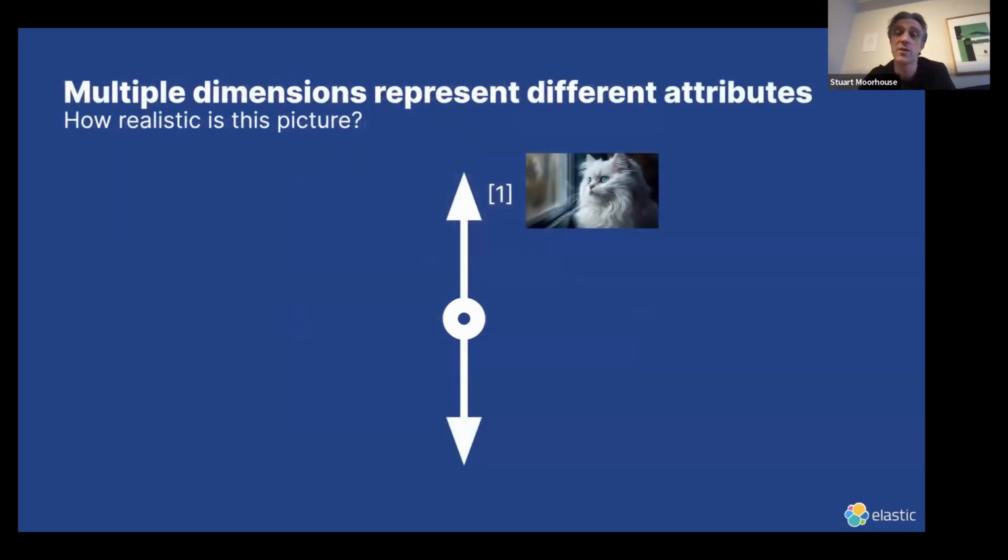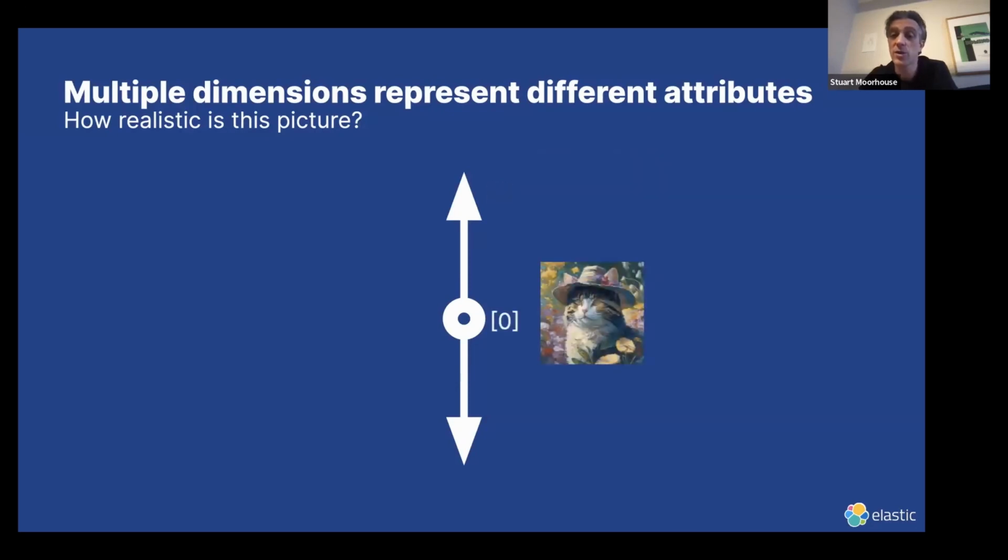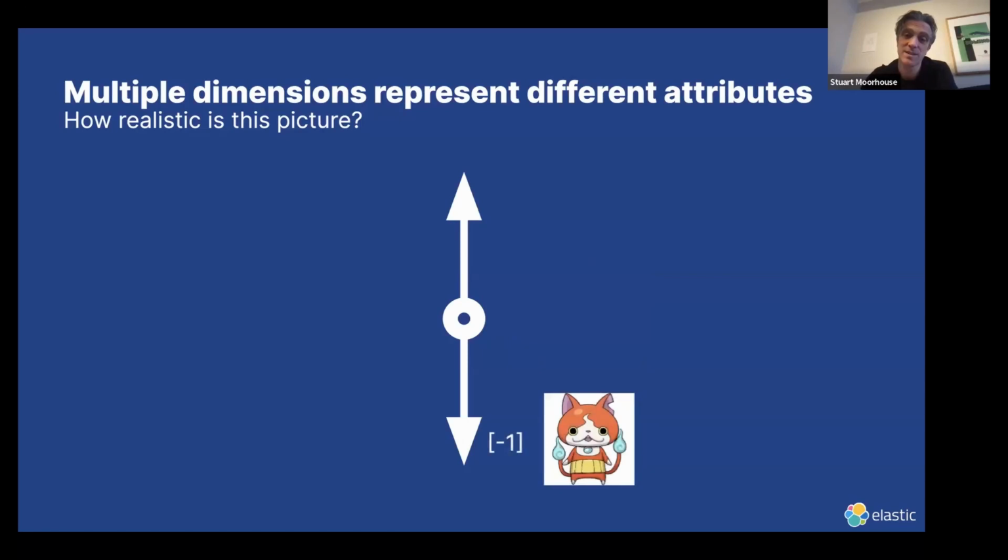Let's imagine another quality of this image. How realistic is this picture? Well, this one's a photograph, so it gets 1. This is quite realistic. It's a very well-drawn oil painting, but it's not reality, it's stylized, so it gets a 0. This is not realistic at all. It's a cartoon, it's magical, it's wearing jewelry, it's got 2 tails, so -1.